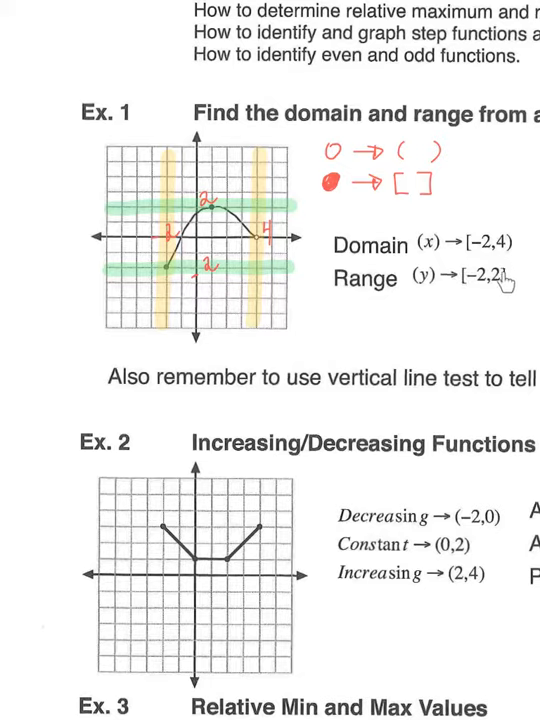Now the reason why there's brackets here is because over here this is closed. All the way up here this point is closed, so both of these should be closed. Then what I would like you to do is take this graph and do the same thing.